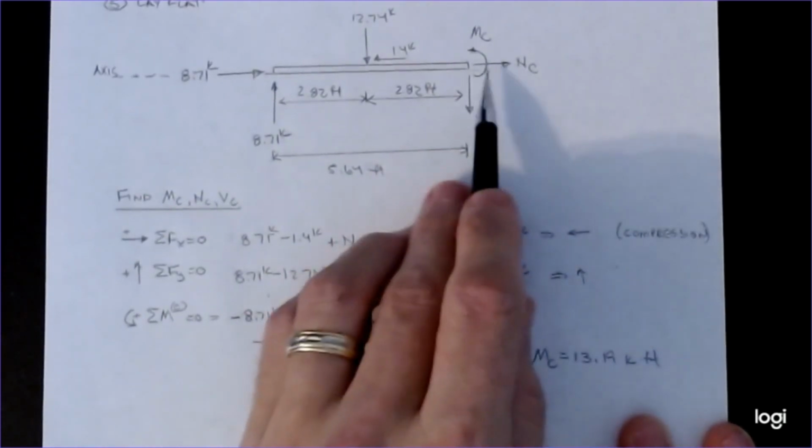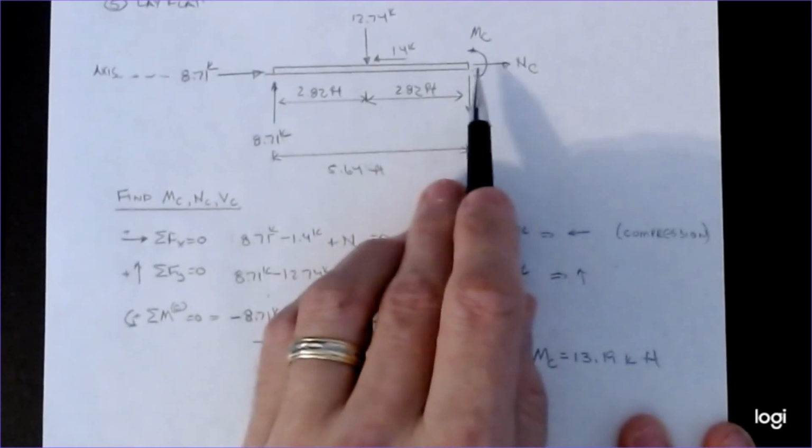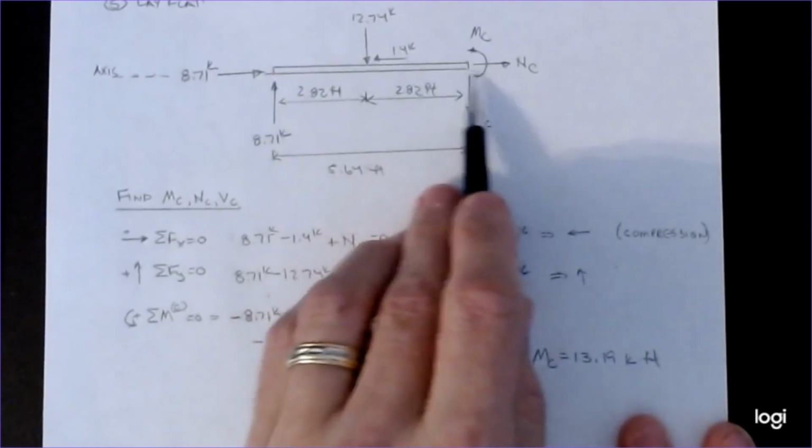Since we assumed a tension force here but it ended up being negative, that means this is actually putting a compressive force into that segment of the beam.